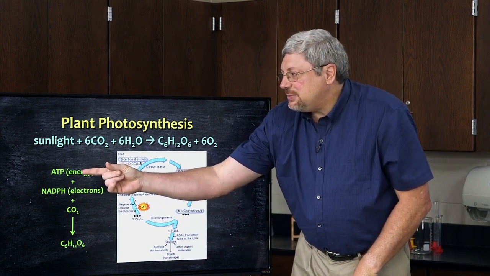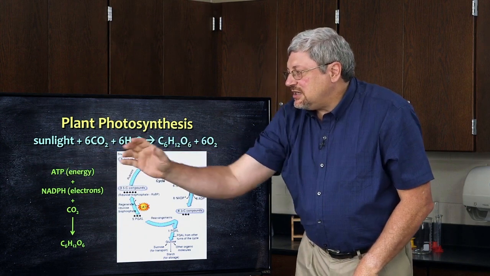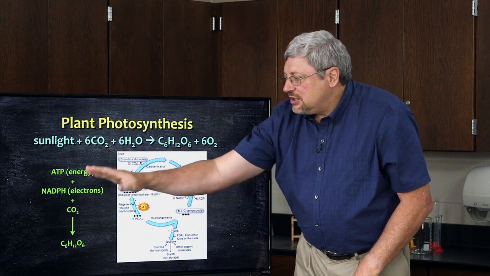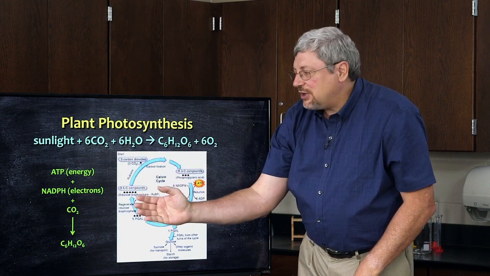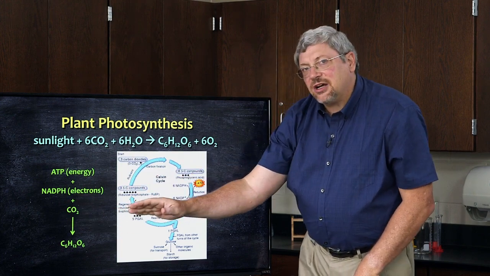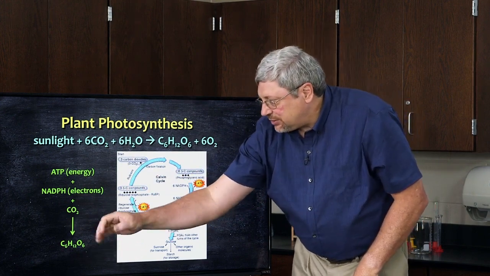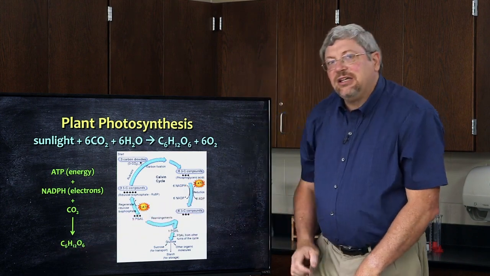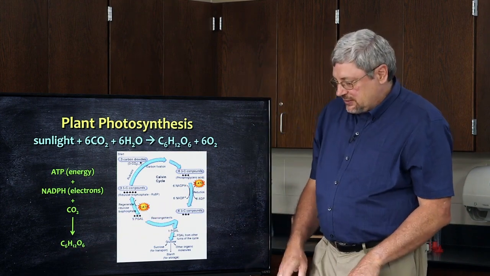So we've taken ATP and electrons from the light-dependent reactions, pulled in carbon dioxide, and we end up building sugar in this process.